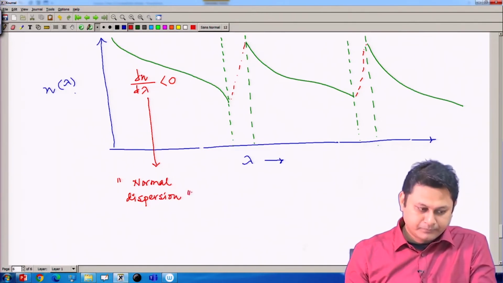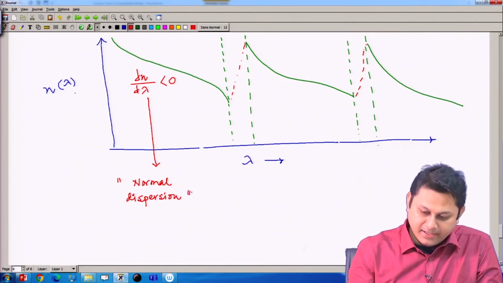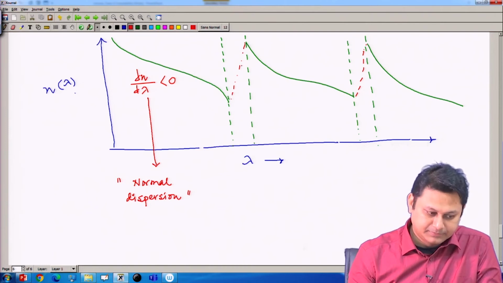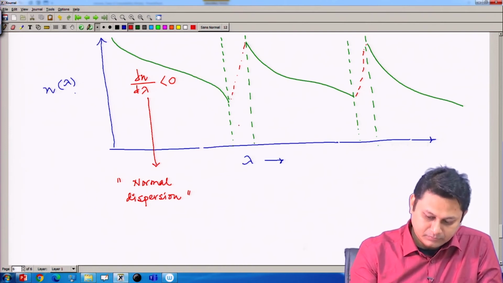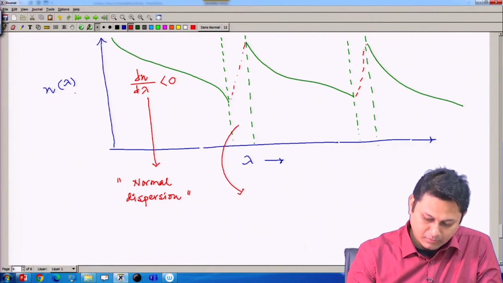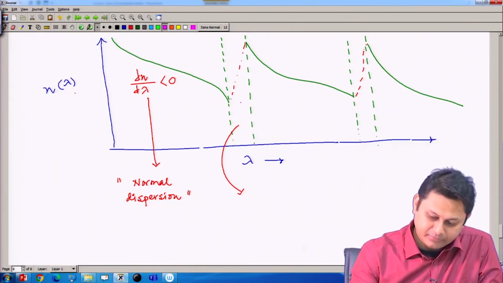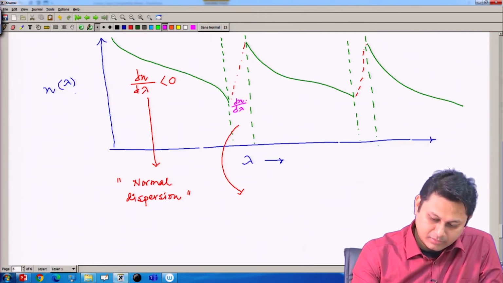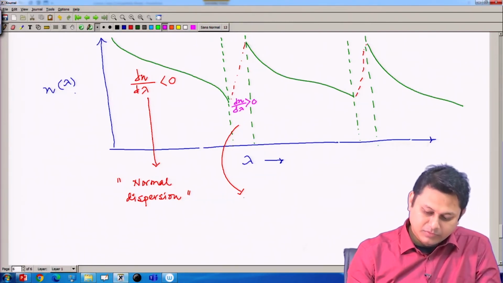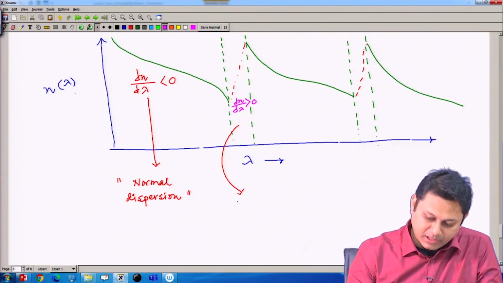In this gap, we have dn/dλ greater than 0. So, this is the anomalous dispersion regime.